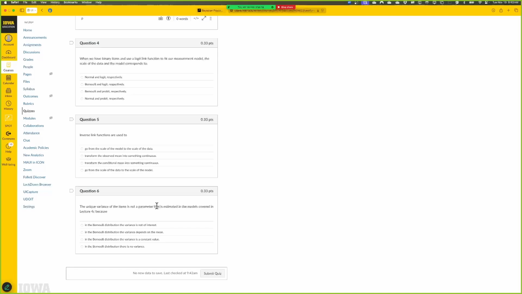All right. And unique variance of the items is not a parameter that is estimated in models covered in Lecture 4C, Lecture 4C being item response models. Because, I like this one, in the Bernoulli distribution, the variance is not of interest.